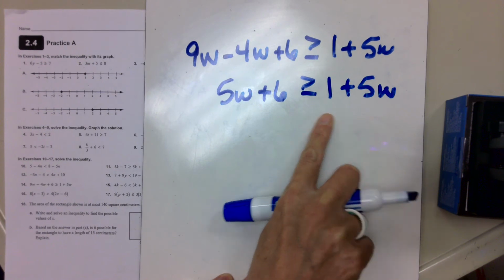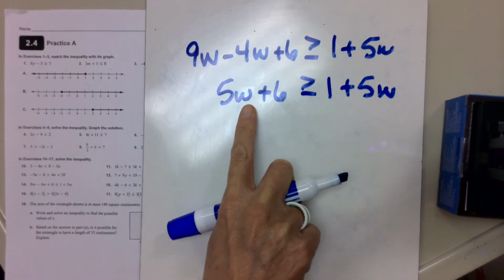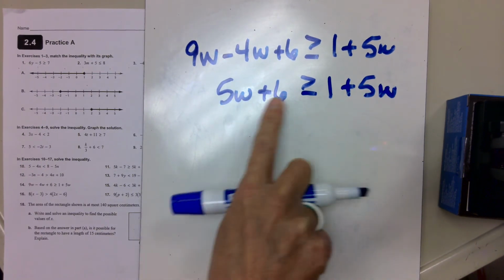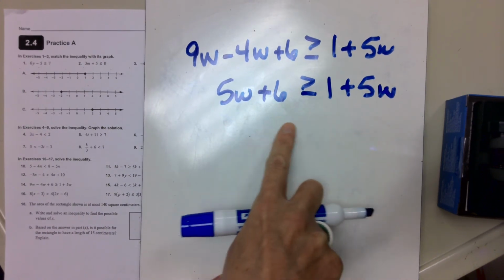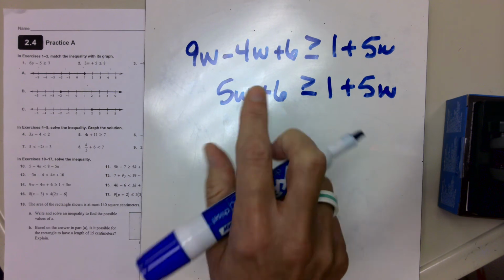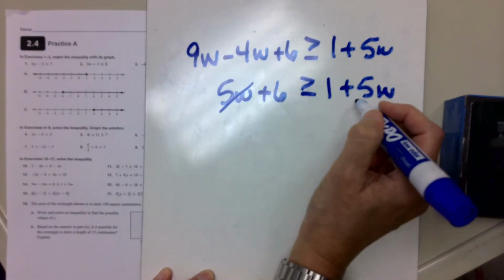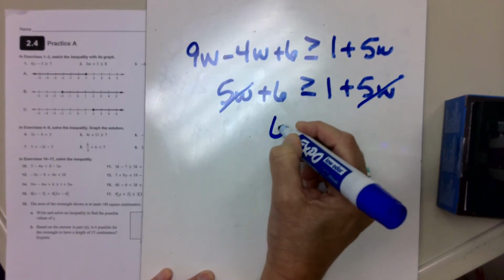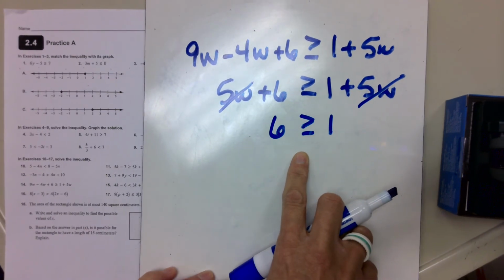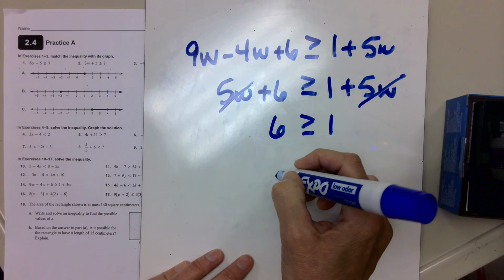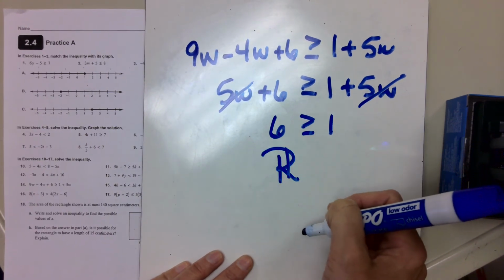Now, if you take a look at this, you see that the variable has the same coefficient, so you know they're going to wipe out. They're going to disappear. What you're looking for is what kind of sentence you have at the end. So these are going to cancel out. You're going to have 6 is greater than or equal to 1. Is that true? Yes. So this is actually considered all real numbers.